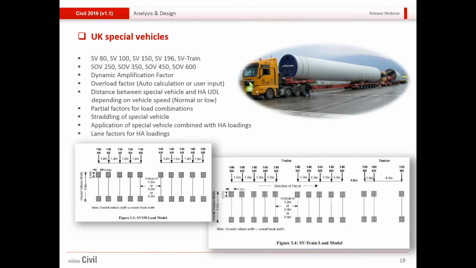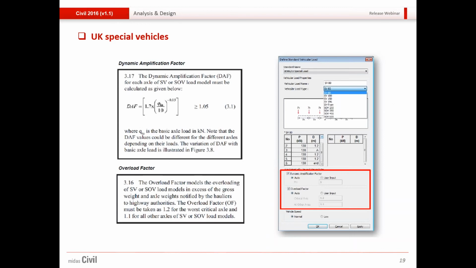Okay, so this is about the UK special vehicles that have been introduced, SV80, SV100, several vehicles. Besides that, the dynamic amplification factor and the overload factor have also been introduced. This could directly be calculated based on code, and if you want to provide user-defined input, that is also possible.